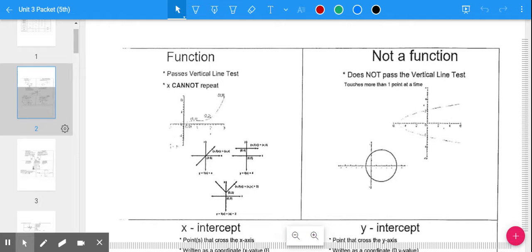A function passes the vertical line test, which means that the x values do not repeat. If it's not a function, it does not pass the vertical line test because those x values repeat. For example, on this one, we have a vertical line right here, which means this ordered pair is like (2, 2) and this one is (2, -2), which shows that your x values repeat because we have two x values that are a 2.